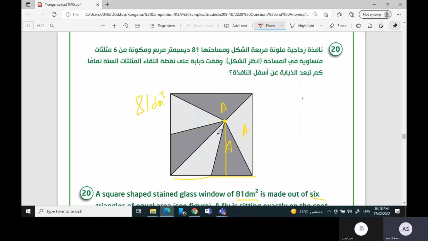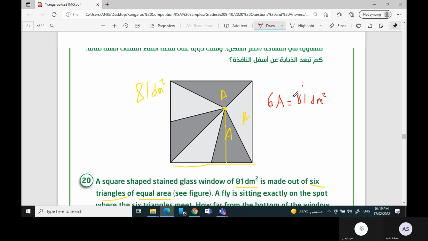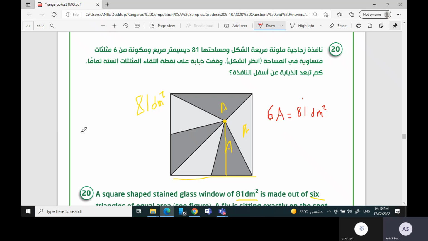So I have 6 equal areas. Of course, each one I'm going to give the name A. So 6A is equal to 81 decimeter square. Now, each A is clearly equal to 81 divided by 6. I'm going to divide on both sides by 6 to obtain A alone.